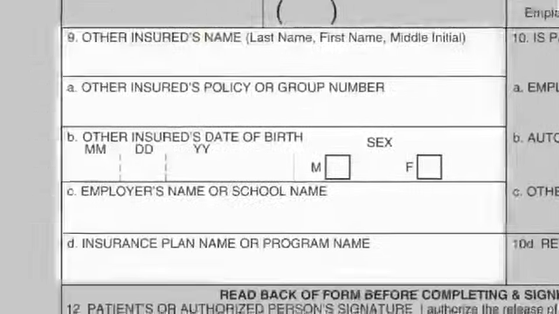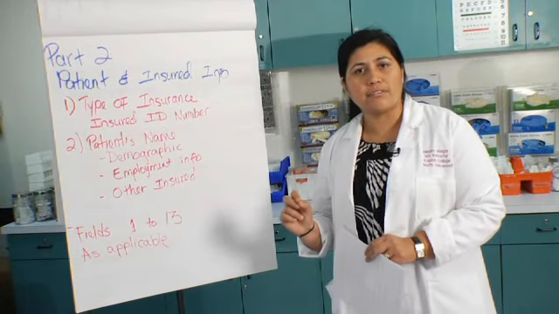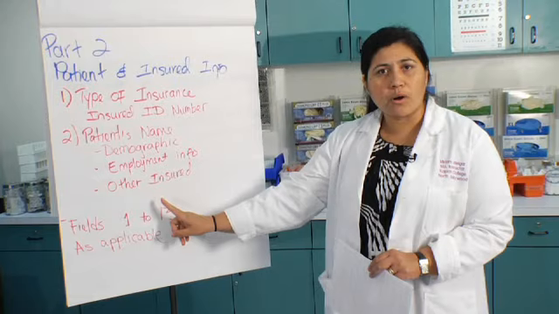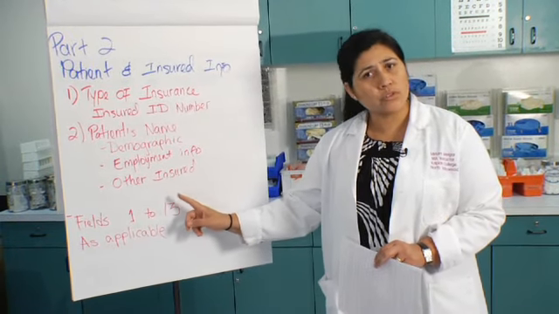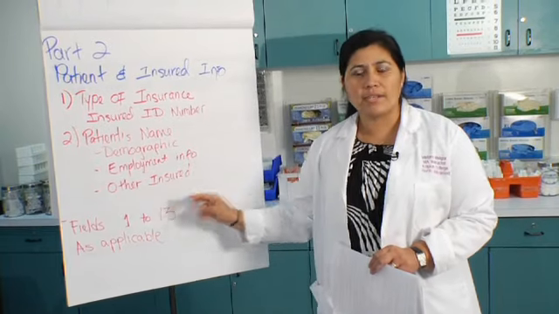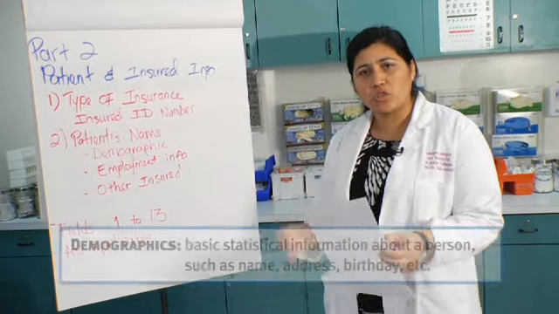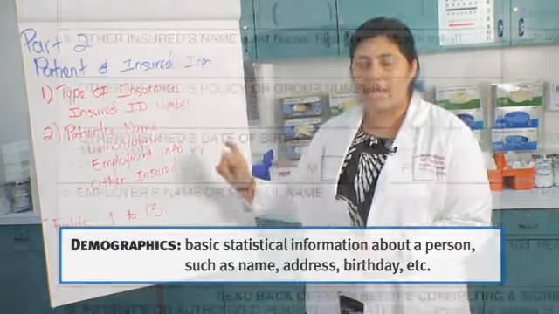Field number 9, other insured's name. That only applies if the patient himself or herself is covered by someone else, which is this part here. When we talk about other insured, we need to make sure that we have the correct information. What does that mean? Well, we need to make sure that we put the demographics of that person covering the patient.